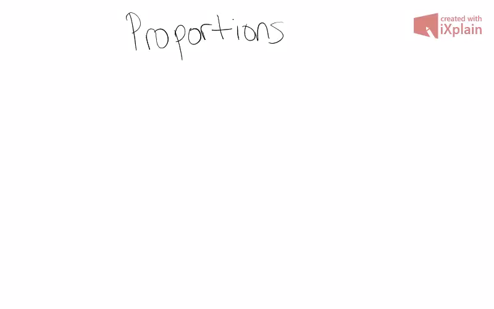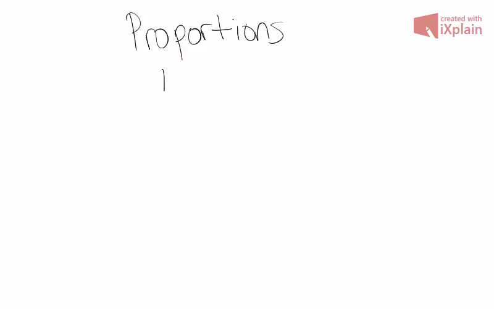Hello, and today we're going to talk about proportions. And so there are two different things that we're going to do when we have proportions. The first is we could check to see if two fractions are equal to each other. And so let's do a couple examples of that.